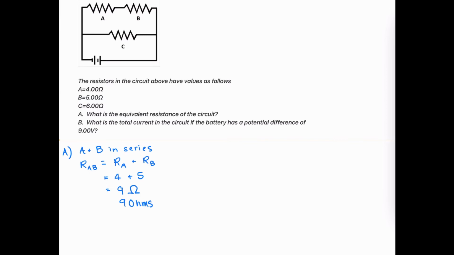The next thing we're going to do is, now that we've got this, we have a circuit that looks like this. Okay, and this is resistor AB, and this is resistor C. So now these resistors are in parallel. So AB is in parallel with C. Okay, so in this case, we're going to have to use this formula.